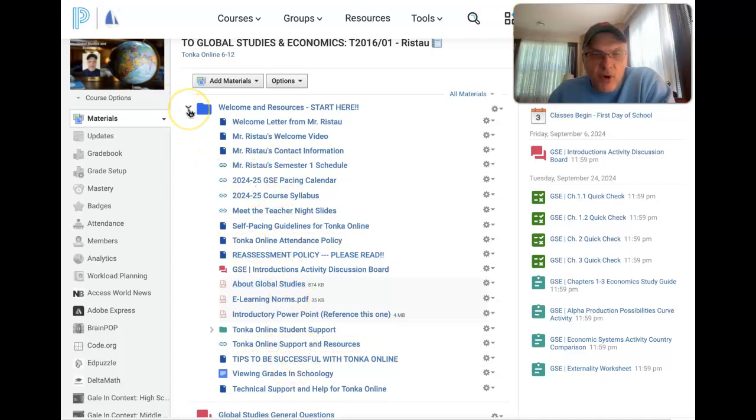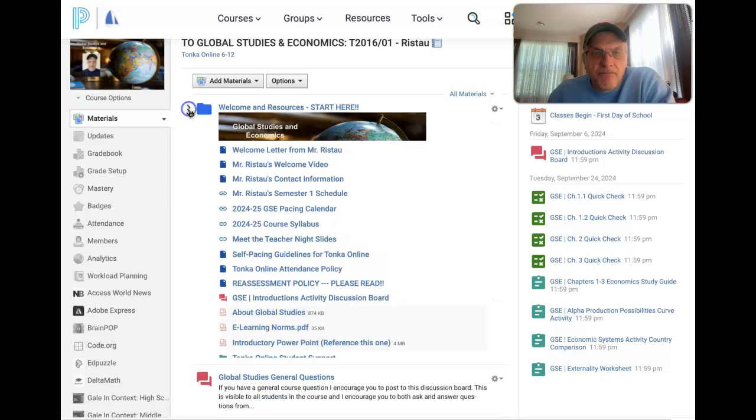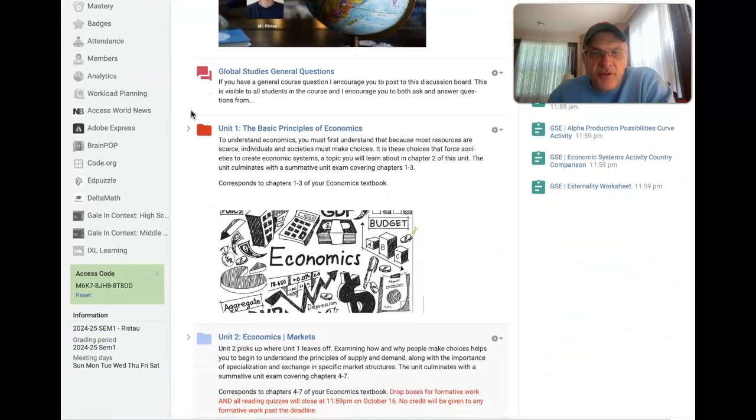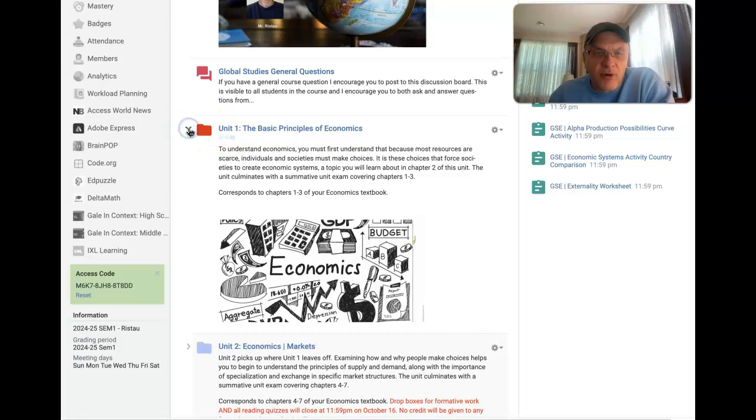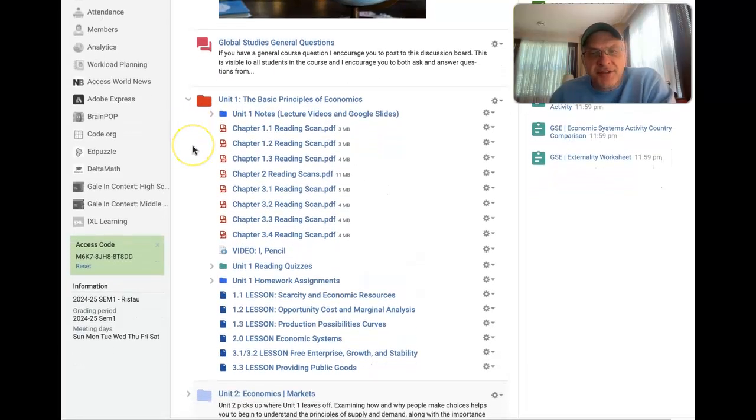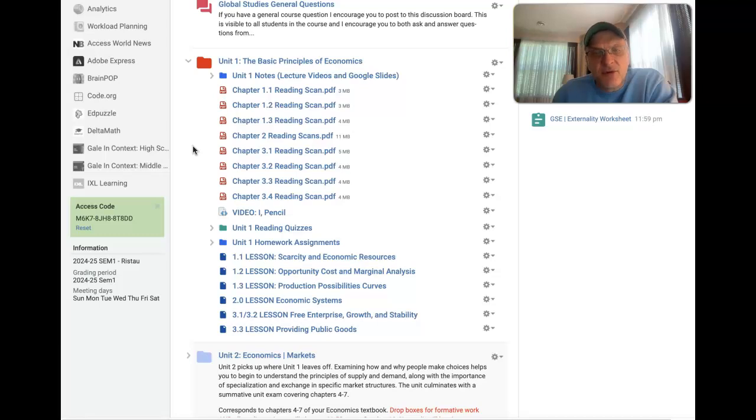If you have any questions, please let me know. Getting going in the course, I'll always have one unit shown here at a time. So right now you should only be able to see unit 1. I'll have the folder highlighted in red, and you'll see the content folders will be arranged basically the same. There are 6 units in the course.